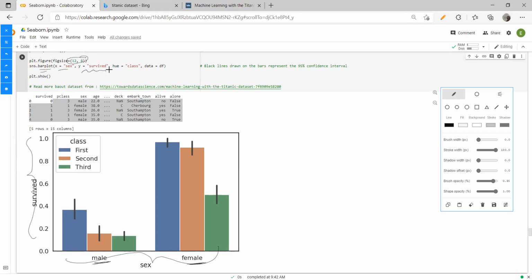The y-axis is whether a person survived or not, right? If he survived or not survived. So the survived flag was 1. So these are the people who survived. If you look, these are the people who survived, these are the people who survived, and so on. So whether a person survived or not is on this axis. And hue is on the basis of class. So for male, it is going to show all the 3 classes. The blue is first class, the orange or brown, whatever this is, is second class, and this green is third class.